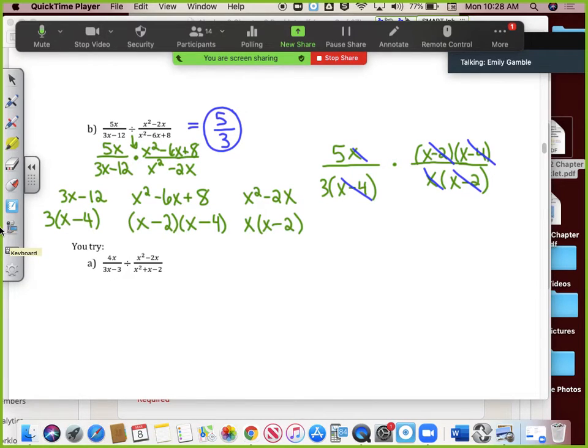So I think we should be ready to try one on our own. So the next problem you see here, first thing you should do is rewrite the problem so that it turns into multiplication. You do that by keeping the first fraction the way that it is, changing division to multiplication, and flipping the second fraction upside down. After you do that, then it's time to factor, cancel out anything that can be canceled, and then whatever you have left would be your final answer. So go ahead and take a few minutes on this you try problem. We'll go over it in a few.